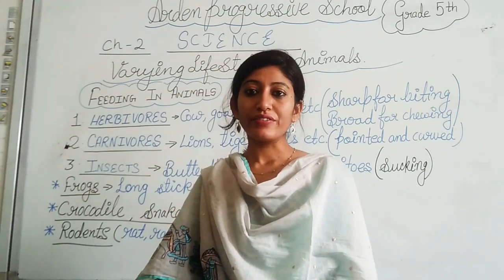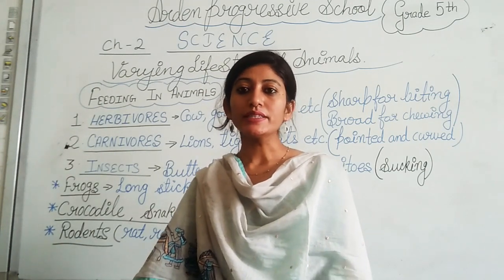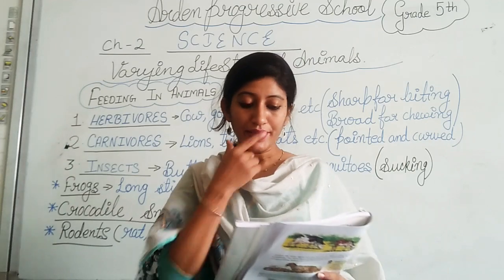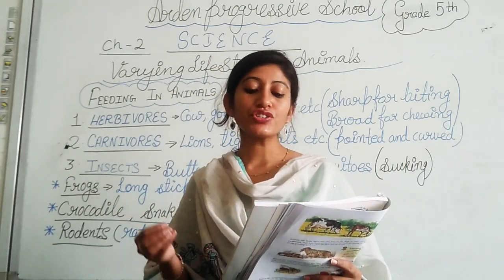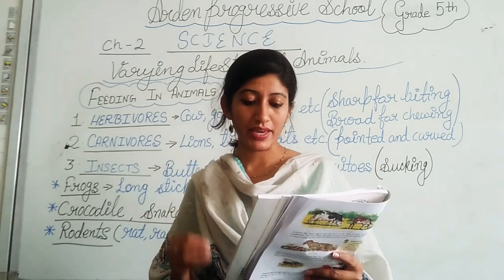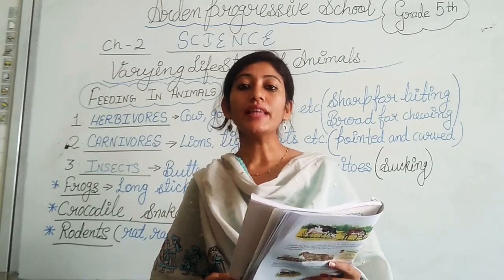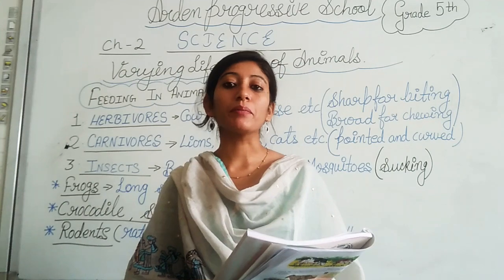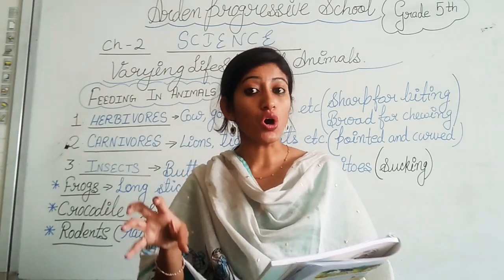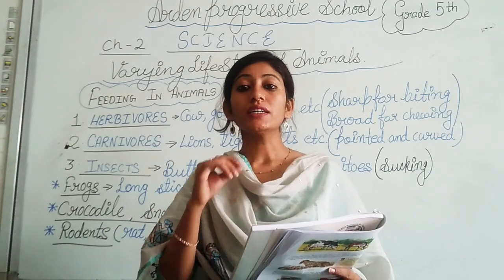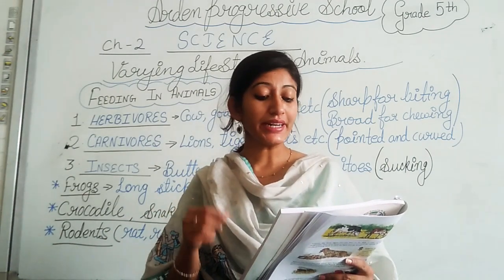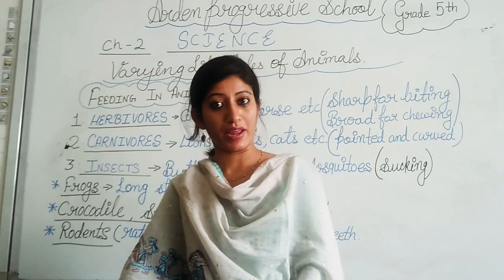Okay, so when we talk about the birds, we also have eagles, vultures, kites. They have strong, sharp and hooked beaks which help them to catch their prey. Means they have claws that help them to catch their prey, and they have a sharp beak which helps in tearing the flesh of their prey.